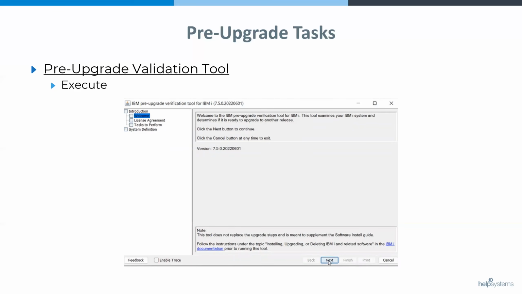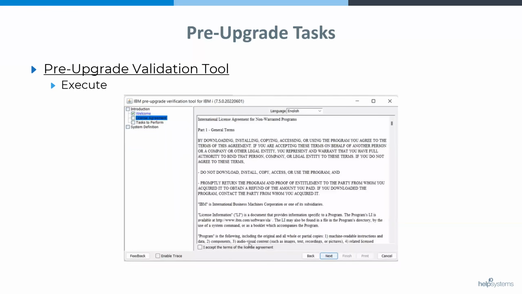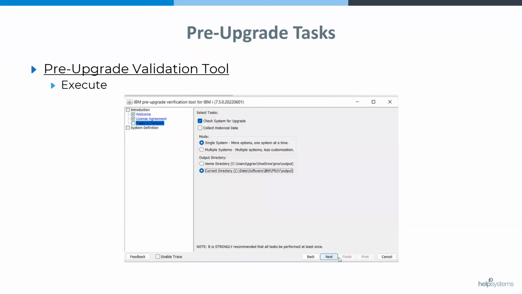Walking through the pre-upgrade validation tool, I went ahead and started it and executed it. The first thing is a welcome screen. If you select next, you get to the license agreement. You have to select I accept the terms of the license agreement and select next. Then we choose which tasks we want to perform. The first thing is we want to check for an upgrade. We're just doing a single system.